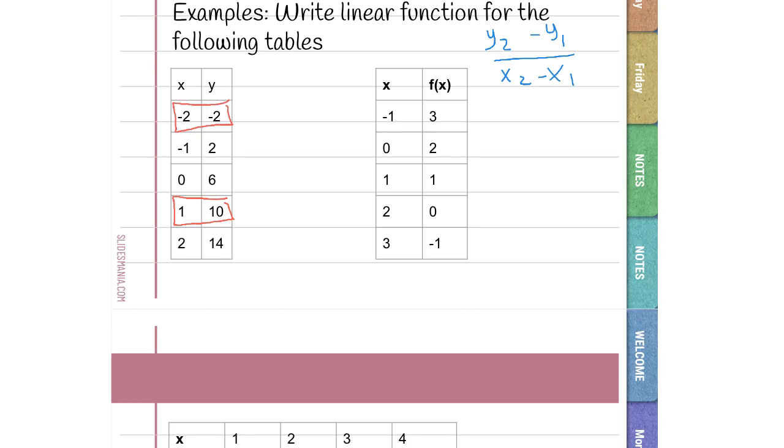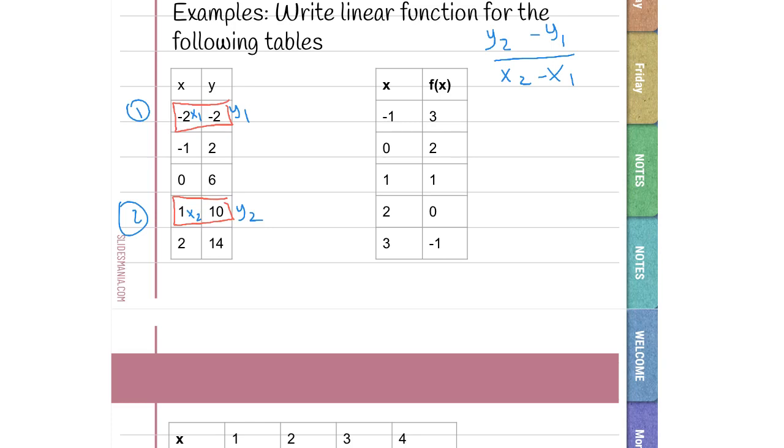Now that we picked our 2 points, we can go ahead and label them. So this is our point 1. This is our point 2. So this is x1, y1. And this is x2, y2. So now that I labeled my points, it's easier to plug it into the formula.